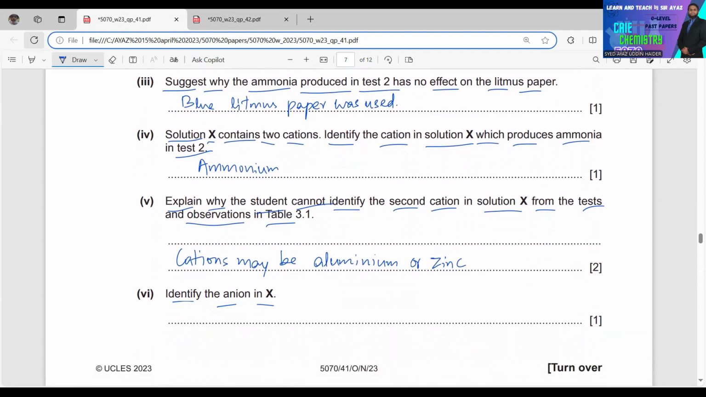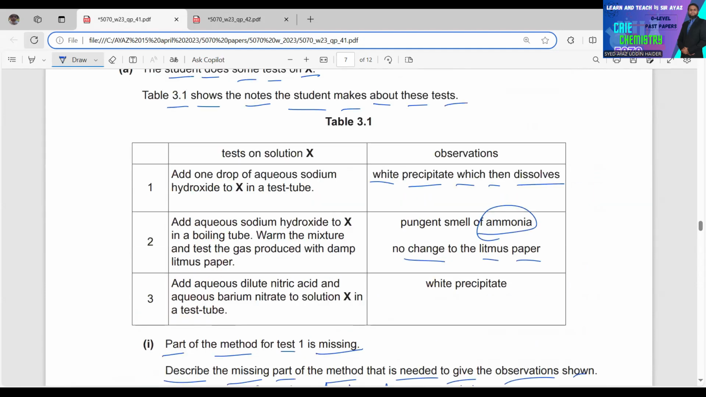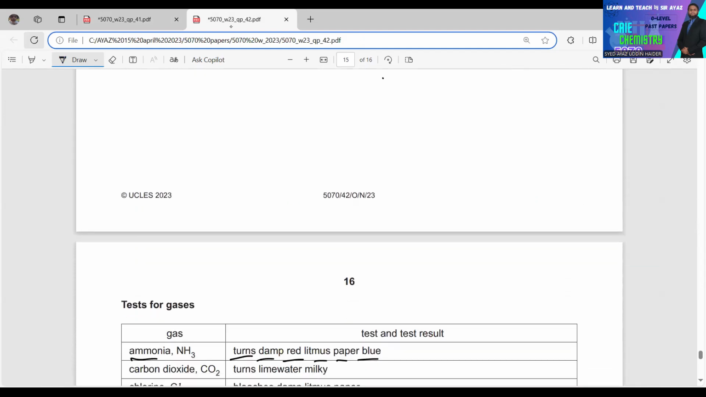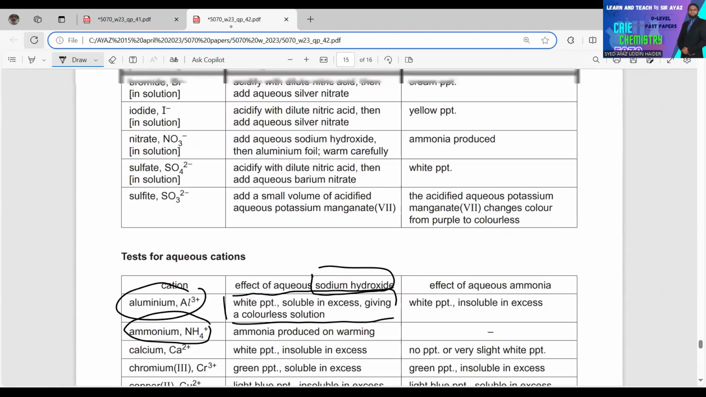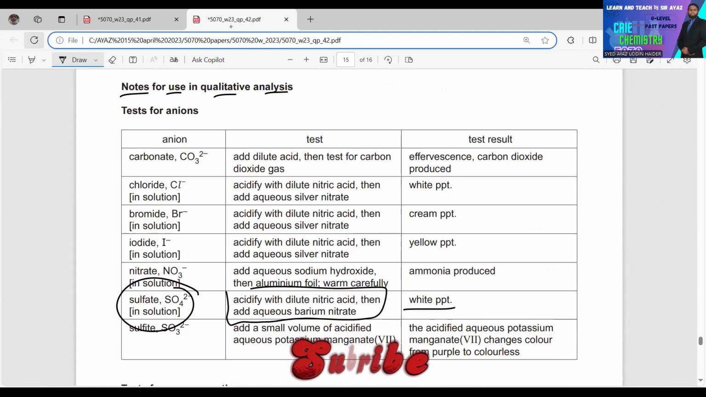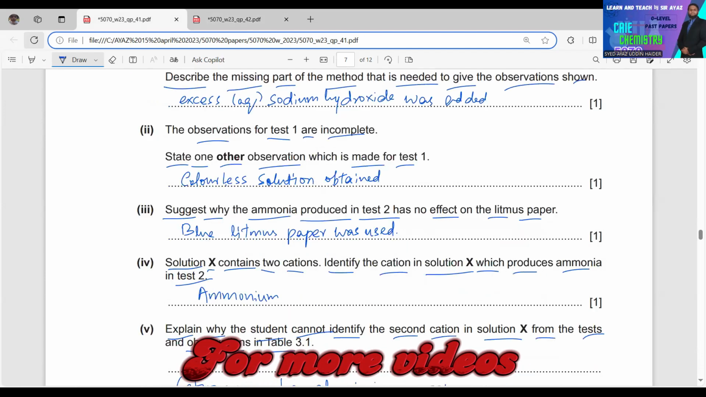Identify the anion in X. Now for the anion in X, they have added acidified barium nitrate and a white precipitate was obtained. Here we have the test for anions. If you look at the test for anions, it's sulfate. It's giving a white precipitate with acidified barium nitrate. So you'll straight away write sulfate.